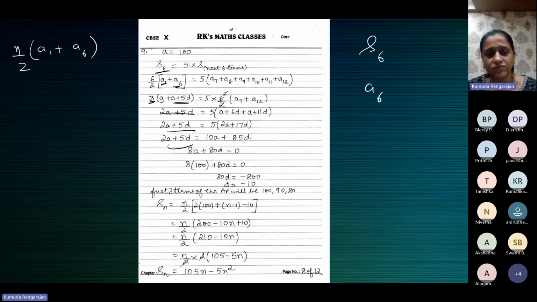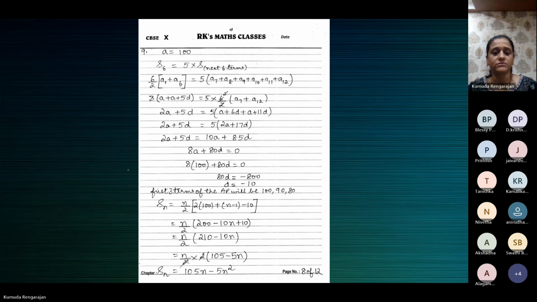Now coming to the other side, 5 times the sum of the next 6 terms. That is 5 into the next 6 terms: A7, A8, 9, 10, 11, 12. So this one we understand the simplification. A plus A is 2A plus 5D. The left hand side is okay. Now look at the right hand side. The sum of the next 6 terms I've written here, A7 to A12. If you have to use a formula, how many terms are there? 1, 2, 3, 4, 5, 6 terms.